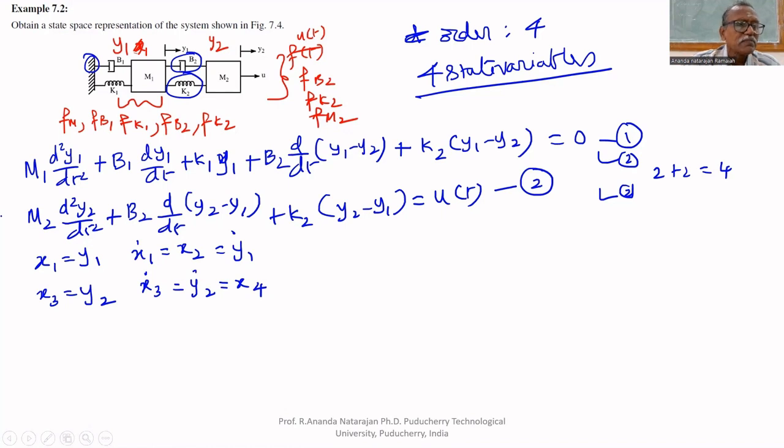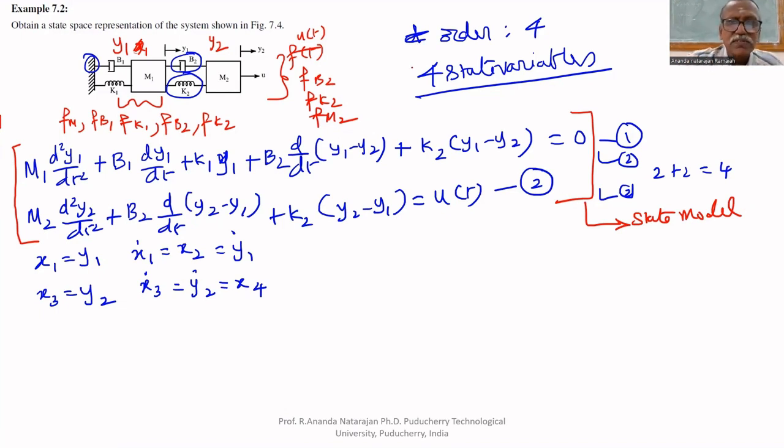We have to convert these two equations into state model. That is the question actually, because we know how to obtain these two equations. The first unit we studied. Now we have to convert this into state model.